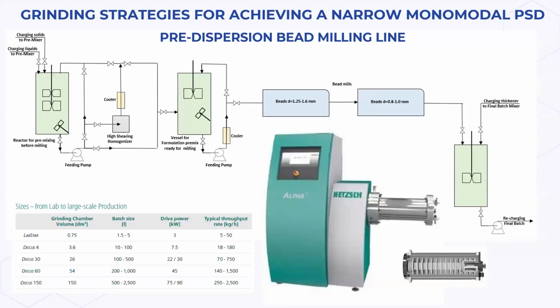This slide presents data on various size models of the Discus horizontal intensive grinding system, offering typical throughput ranging from 20 to 2500 kilograms per hour and batch capacities from 10 to 2500 liters. A small-scale LabStar model is available for laboratory use.